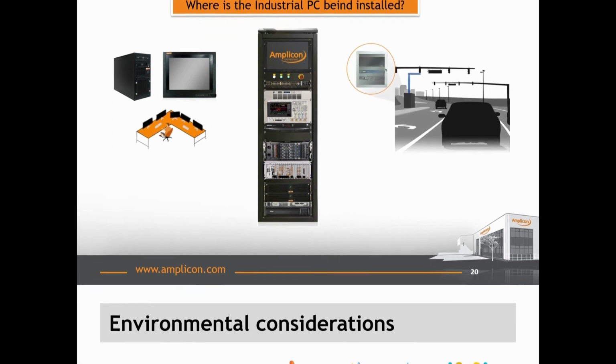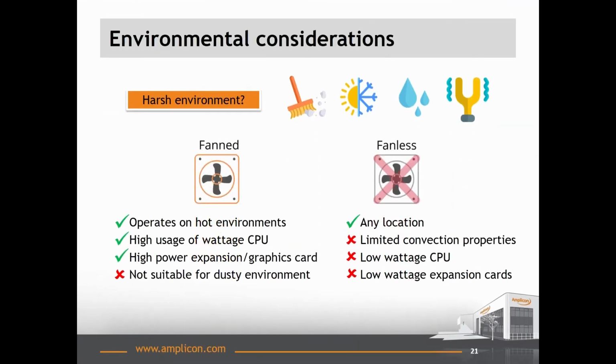As an example, if your PC requires to be installed in a dusty, damp or corrosive area, a fan computer would not be suitable as it will fail. For these types of environments, the use of a fanless industrial PC is a must. Having a fan system allows you to operate in a hotter environment, use a higher wattage CPU, or have high power expansion or graphics cards. But this isn't suitable for a dusty environment, as the dust will eventually blanket the components, causing it to overheat or short, depending on what is in the dust.